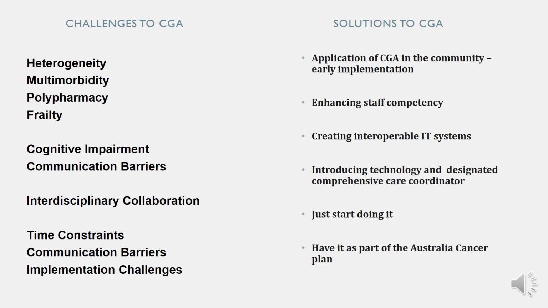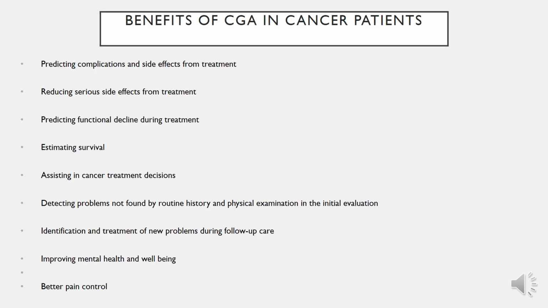We don't have a very good interoperable IT system. It's not transparent across all services, as we still have the issues with trying to go from private to public, GPs to us, etc., back to community. We really just need to start doing it, and as we said previously, COSA are planning for it to be implemented within the cancer plan, so that it's actually part of our screening process.